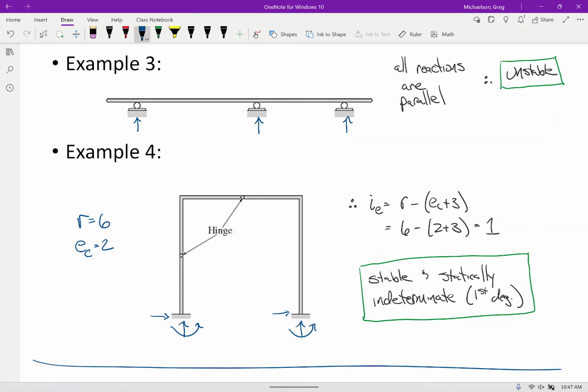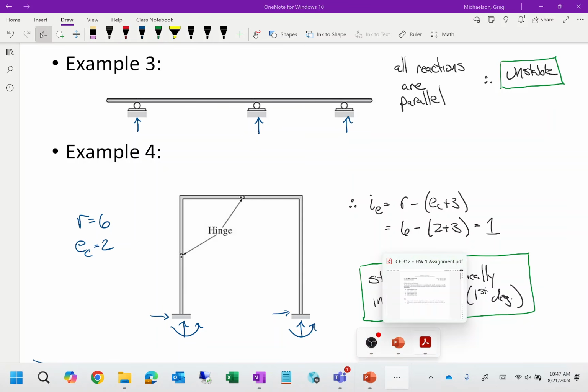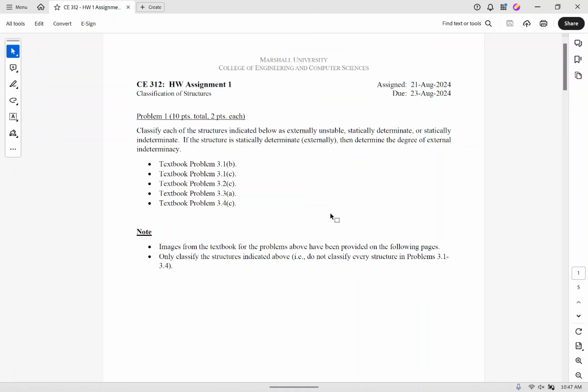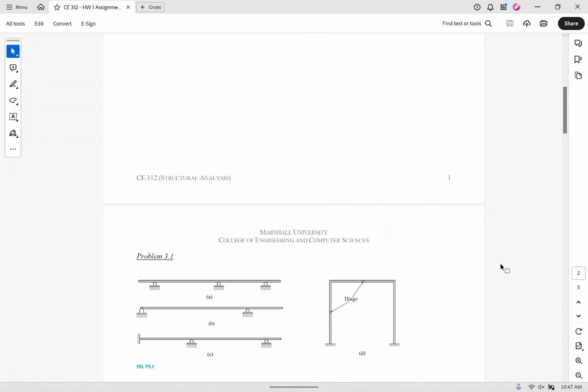All right, I have something else I want to show you before we leave. It won't take but a minute. Everybody good? Okay. So I wanted to show you what you're going to find on Blackboard. This is your first assignment. These classification problems were pretty quick, right? So I just gave you a few more. That's all I want you to do. I picked a few problems out of the textbook and said just classify these structures. Now, I imagine some of you are still waiting on your textbook to come in the mail. So on the following pages, I included the screen caps from the textbook.